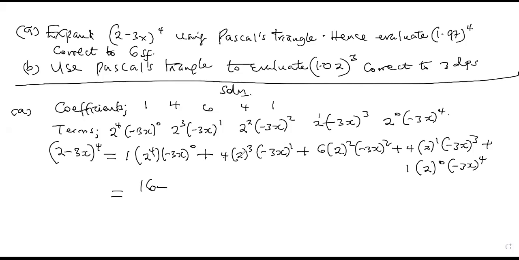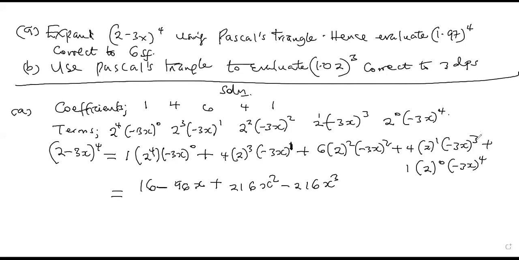Oh, where am I? I'm here. This is power 1, sorry, this is power 1. So this is 8, 32 times 3, that is negative 96x. Then you come to this, 4 times 6, 24, 24 times 9. It is going to give you positive. Why positive? Because negative 3x squared is positive 9. So this is going to give positive 216x squared. Then you come to this cube, 4 times 2, that is 8. 8 times 27, it is going to give you negative 216x cubed.